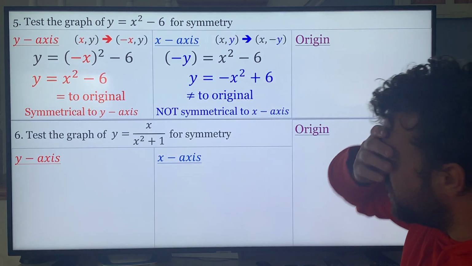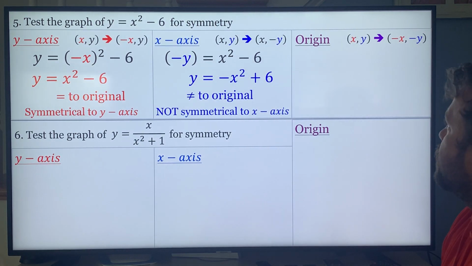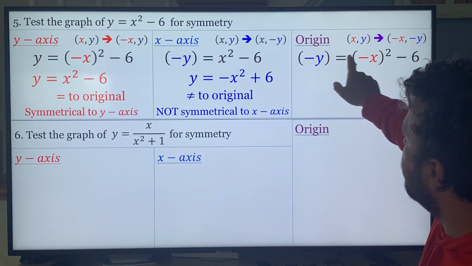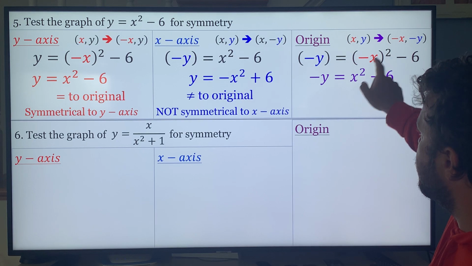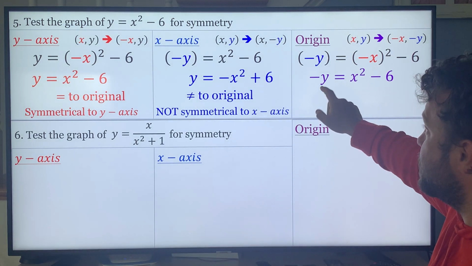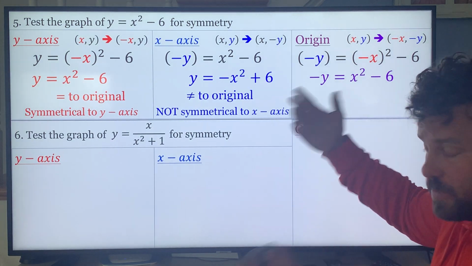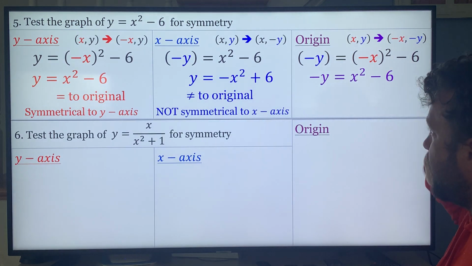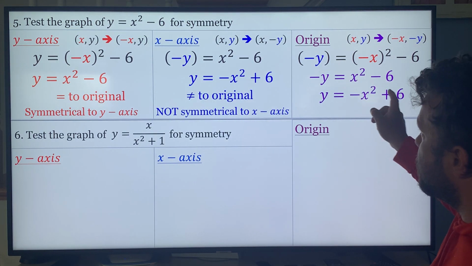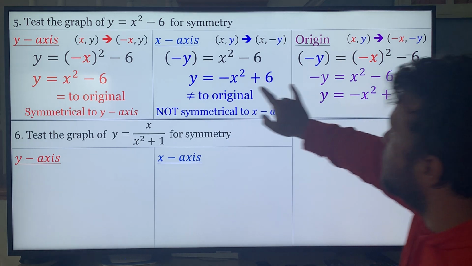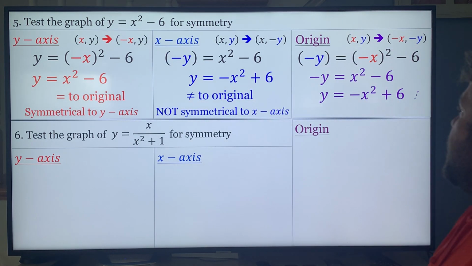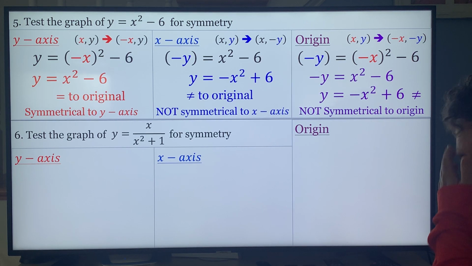And then you got your origin right here. I'm going to flip them both. Negative y, negative x squared minus 6. This stays negative. This becomes positive. So once again, we want the y equals just because it's easier that way. You don't have to do it, but that's my personal preference. So I change every sign. Y equals negative x squared plus 6. Very close here, but these two signs are indeed different. So it is not equivalent to the original, not symmetrical about the origin.